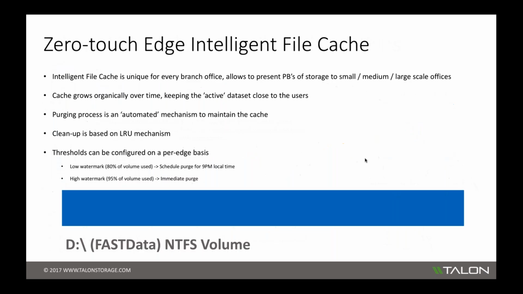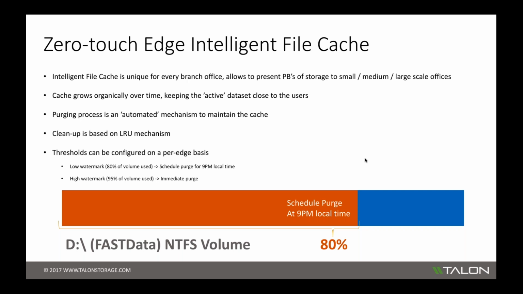A lot of customers ask me, how does this file cache work? How does it work zero touch? Why is the Edge Intelligent File Cache managing itself, and how is it doing that? As I said before, the cache itself is unique for every branch office. It allows you to present petabytes of storage to even your smallest offices. The cache grows organically over time and keeps the active data set close to the users. So let's say you provision a terabyte of storage in a specific branch office. Over time, the utilization of that volume will grow.